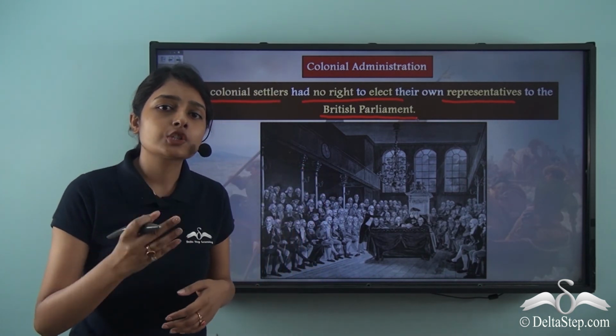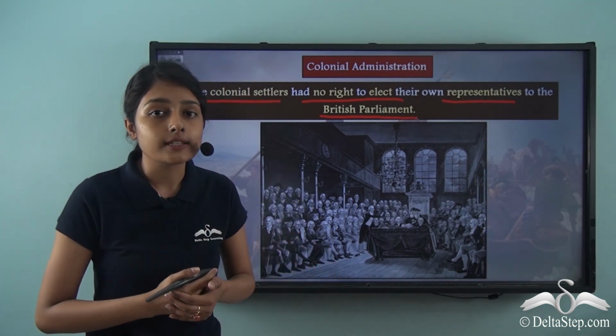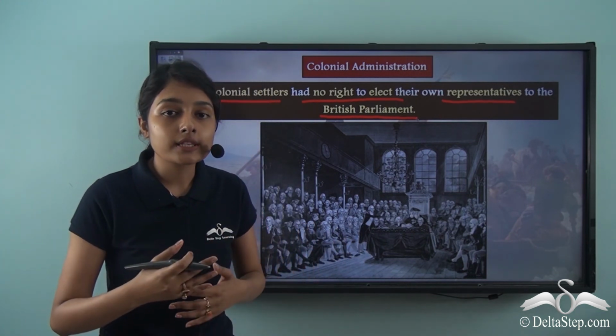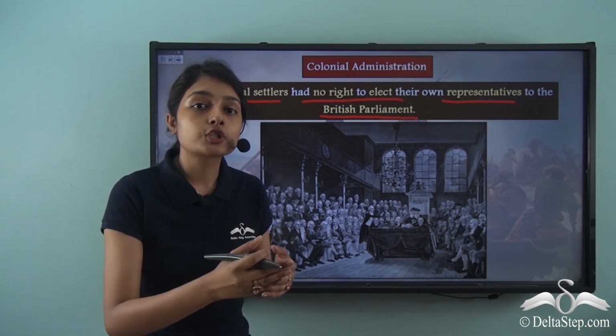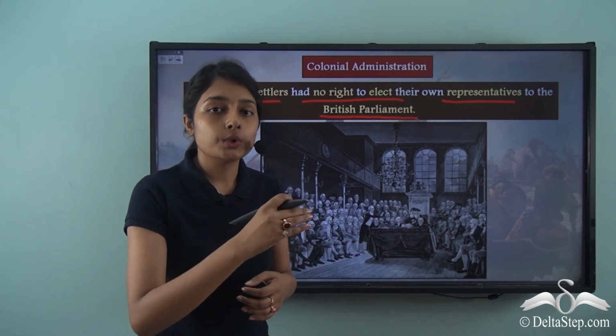This was a major reason behind the resentment that was growing within the colonists. They found this setup very unfair, and it is for this reason that they slowly moved towards organizing a revolution against the British colonial rule.